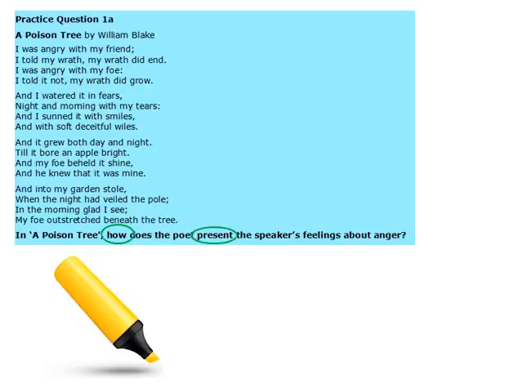And then thirdly, notice that the question uses the word poet. In this case, the poet is Blake. If we can use his name in our answer, we'll demonstrate that we understand that the poem is a literary construction and that the writer has intentions.